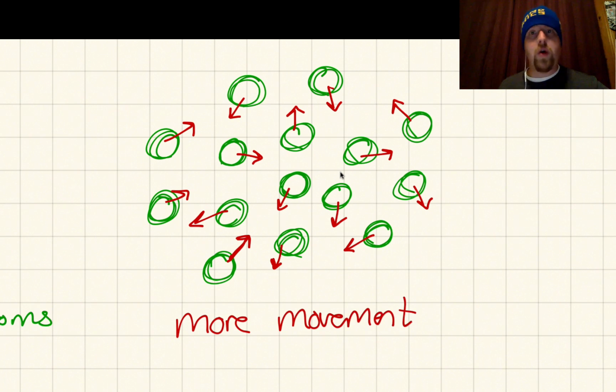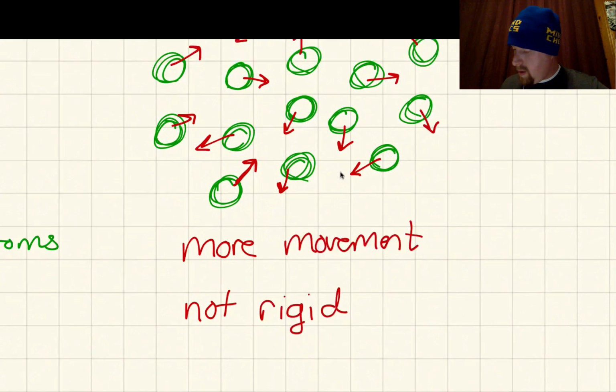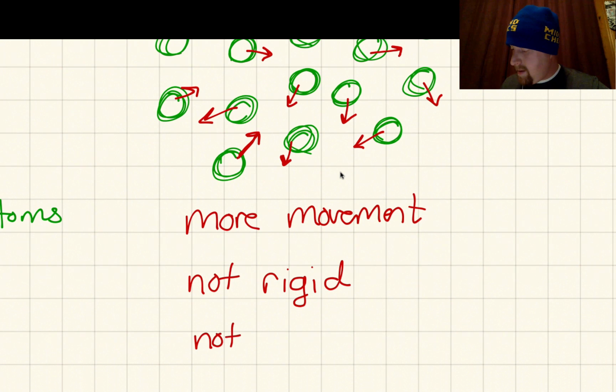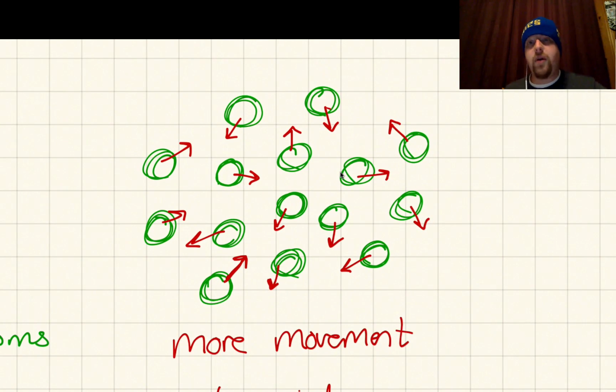Notice there is also no edges, no corners. So it is not rigid. It does not have a definite shape. Right? So liquids have considerably more movement than solids. Okay, the atoms can slide past each other. All right, so we definitely see this in this diagram.